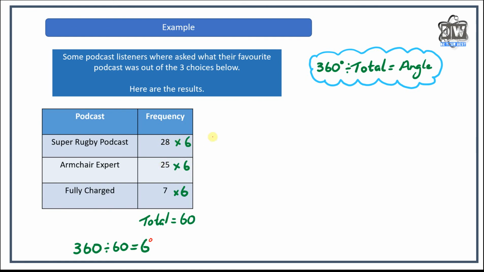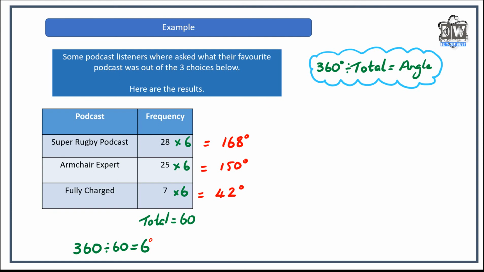Now that's going to give us the total degrees that we're going to represent on our pie chart in a minute. So 28 times 6 gives us 168. 25 times 6 gives us 150. 7 times 6 gives us 42. If we add all these degrees together, we get 360.